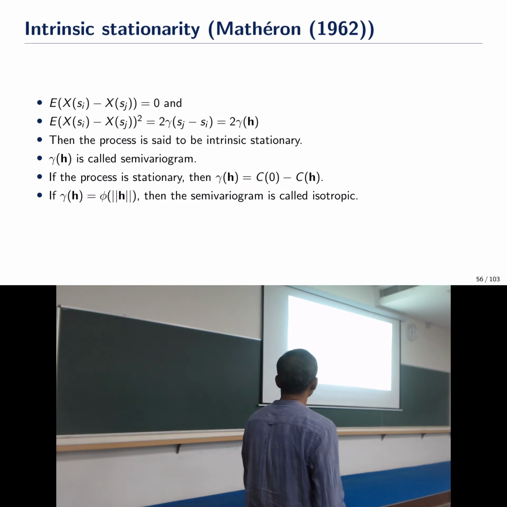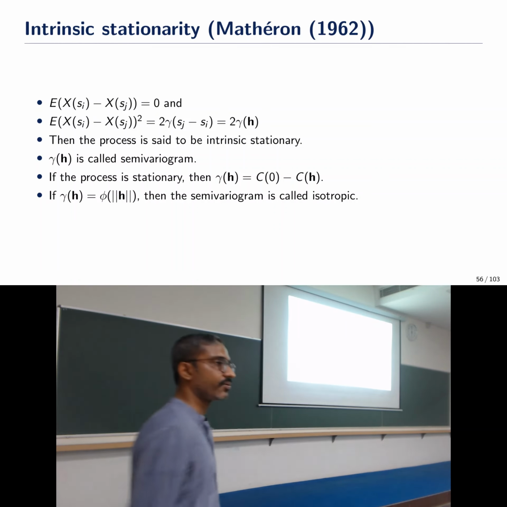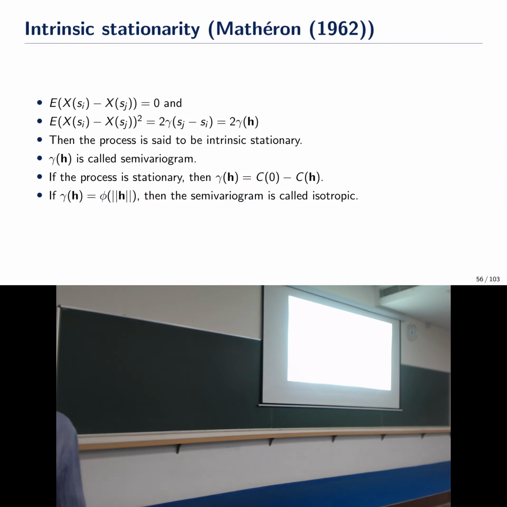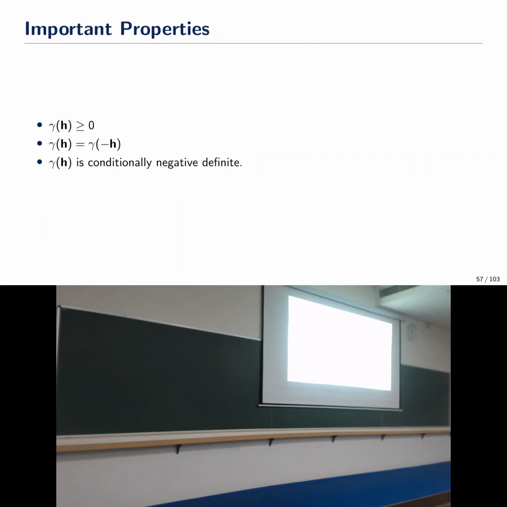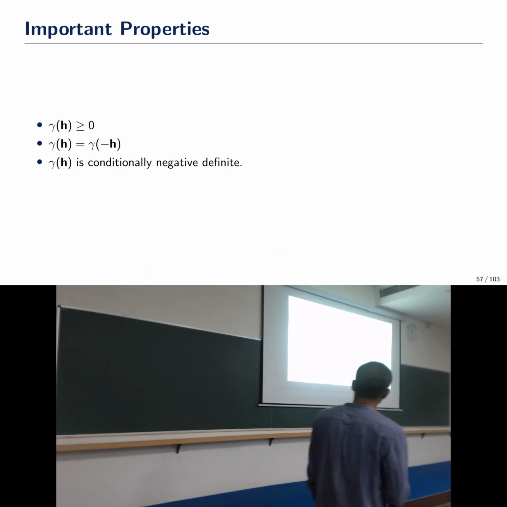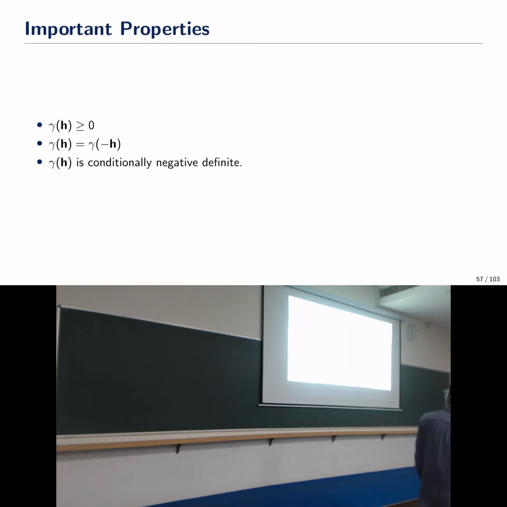These things I mentioned. Again, if this gamma of h is just a function of the distance, then this semi-variogram is called an isotropic semi-variogram, like the way we have defined the co-variogram. There are certain properties as well. There are some other properties, but these are important.